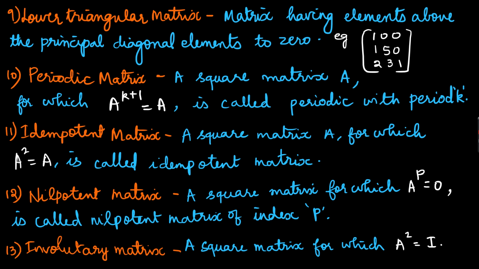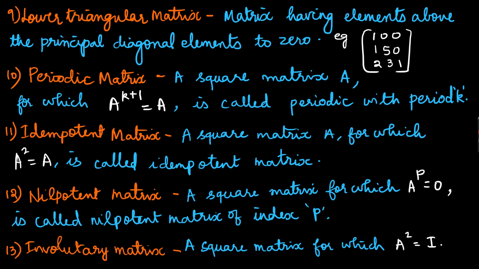Next is the idempotent matrix, where if you square the matrix, you get the same matrix as given in the question. That is, A square is equal to A. And nilpotent matrix is a matrix for which A power P will be 0. That is, if you take a square of a matrix or fifth power of a matrix, and if the elements are 0, you get a value 0, then that particular matrix is called a nilpotent matrix, and this P is called the index. Whereas above in the periodic matrix, k is called the period. That is, it repeats itself for a period k.